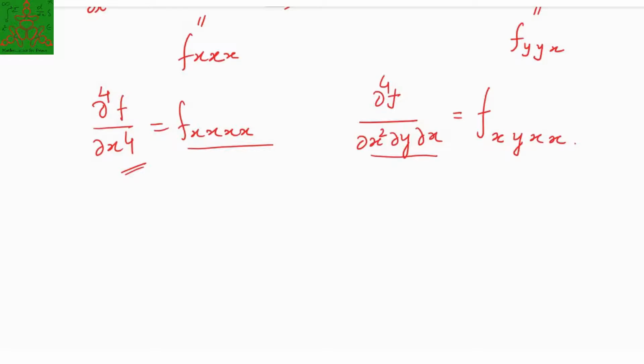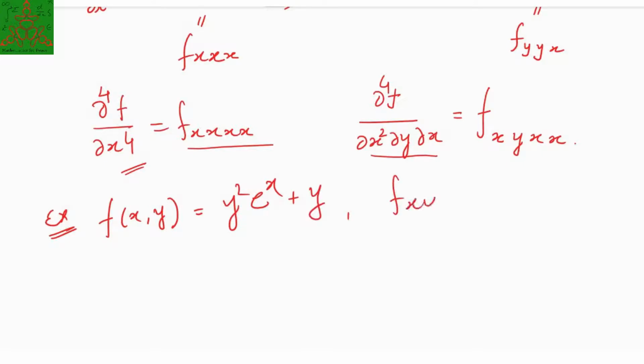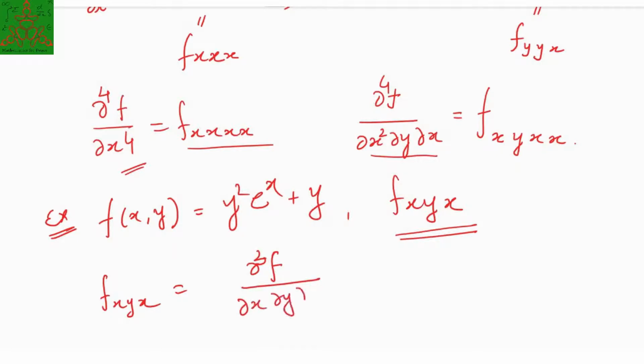Now the next one, let's have an example. fxy is given as y square e power x plus y. Find fxyx. First of all, you should understand the meaning of fxyx. It is nothing but del cube f upon del x del y del x. So that is del square by del x del y, and inside you will have del f upon del x.